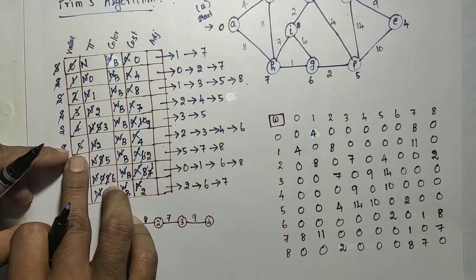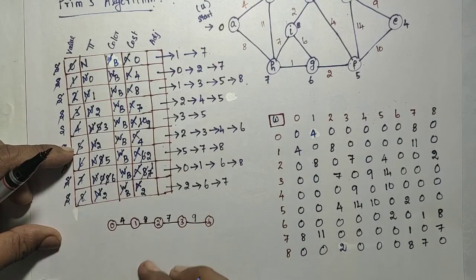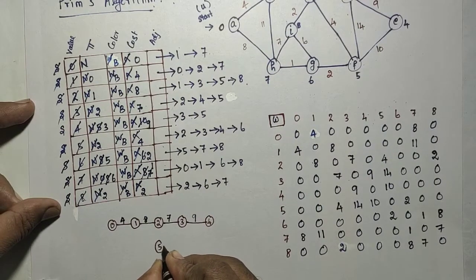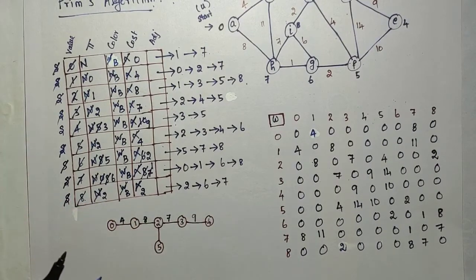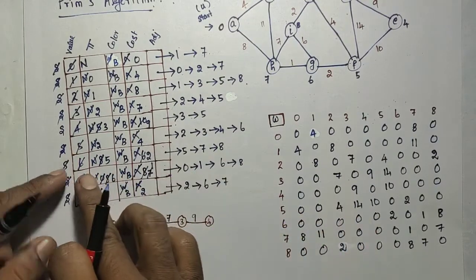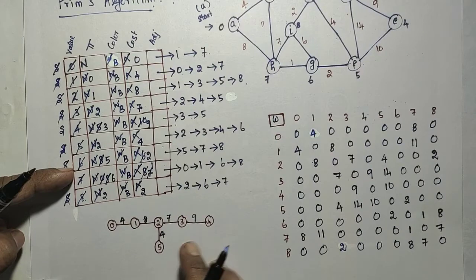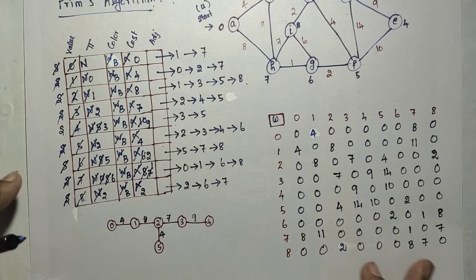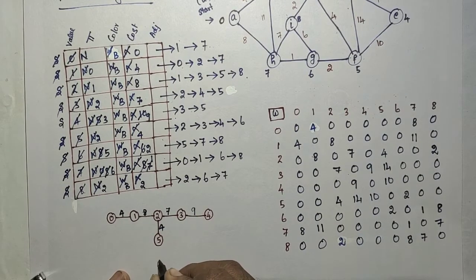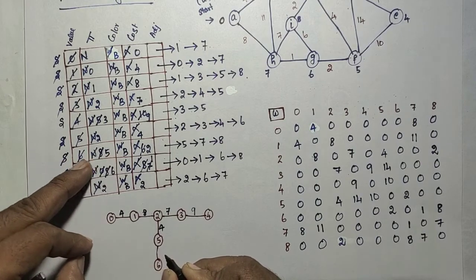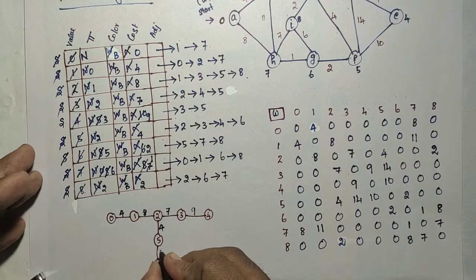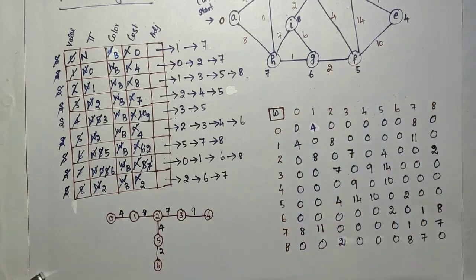Then next, 5 will be added with 2. So 5 to 2 with the cost 4, correct? And then 6 will be added with 5. So 6 will be added with 5, and 5 to 6, the cost is 2.